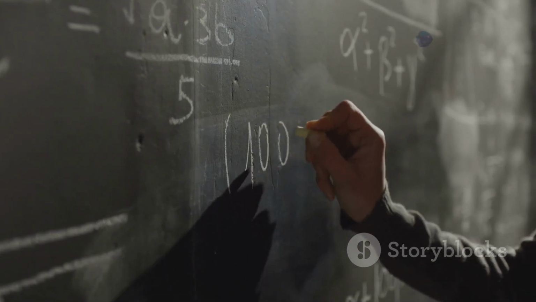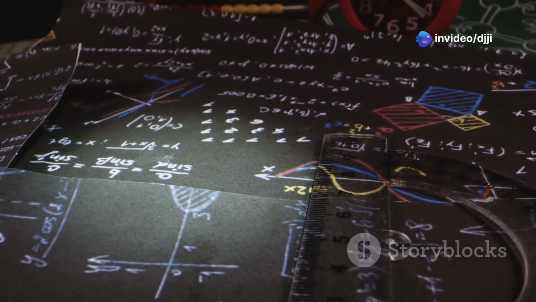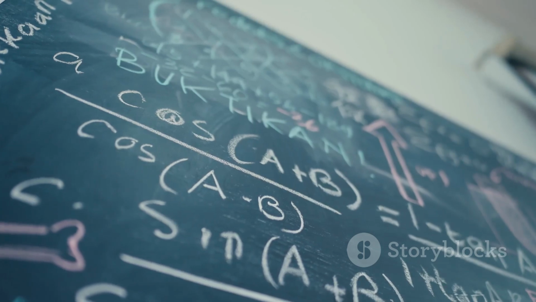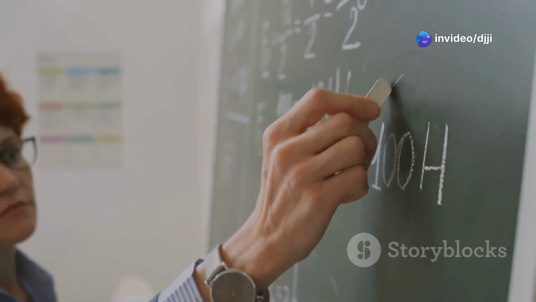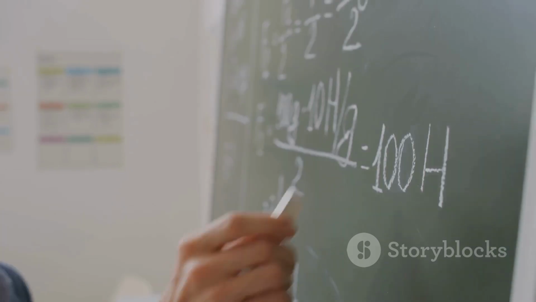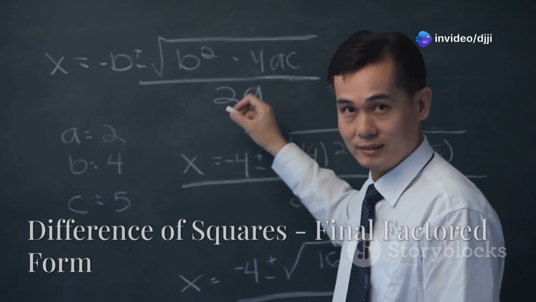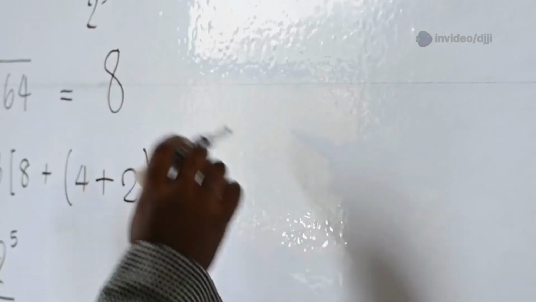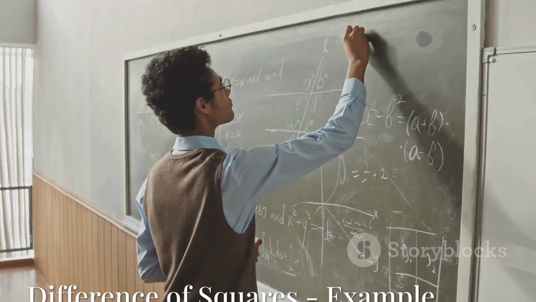Alright, let's go through the step-by-step process. First, recognize the structure. Let A equal a f(x) and B equal b g(y). Then a^2 f(x)^2 - b^2 g(y)^2 becomes (a f(x))^2 - (b g(y))^2. Next, apply the identity. So (a f(x))^2 - (b g(y))^2 equals (a f(x) - b g(y))(a f(x) + b g(y)). Final factored form: a^2 f(x)^2 - b^2 g(y)^2 equals (a f(x) - b g(y))(a f(x) + b g(y)).